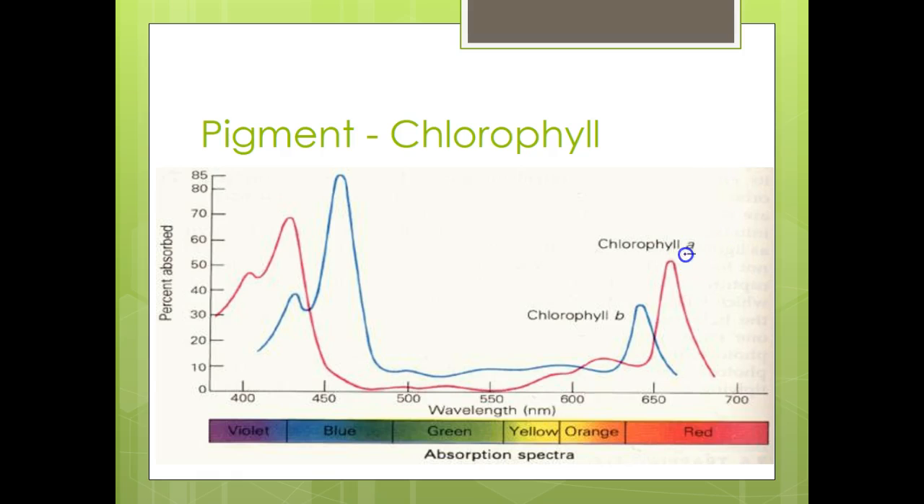Okay. And the last thing we need to talk about is pigments and the specific chlorophylls. We have chlorophyll A and we have chlorophyll B. You need to know which wavelengths each chlorophyll pigment uses the best. Notice that the red line is chlorophyll A, so we'll start here. Over here is percent absorbed, and we know that if it's absorbing the wavelength, it's using it, and if it's not absorbing it, it's reflecting it.